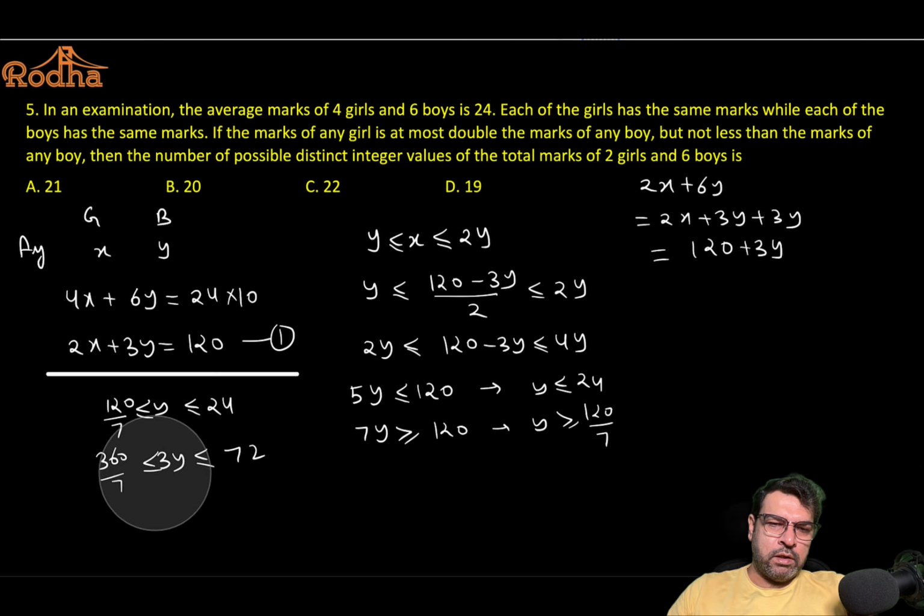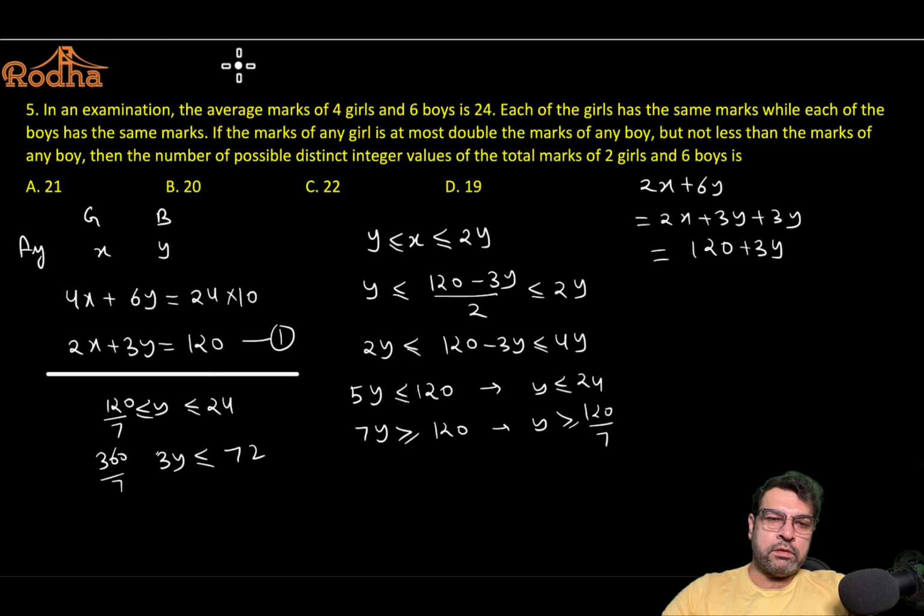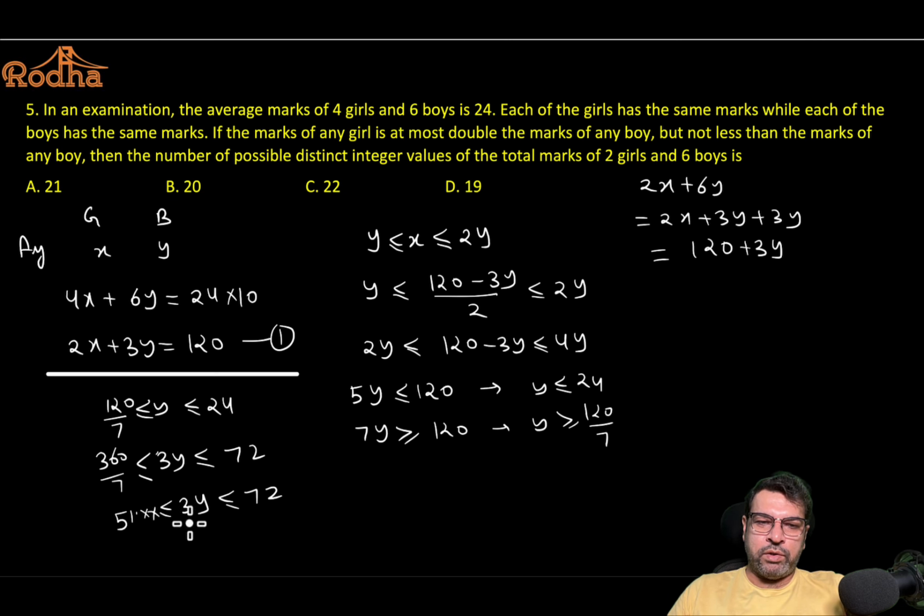360 by 7 nikalo kitna aata hai? Tab tak main isko theek karta hu. Chaliye 360 by 7 karoge to 51 point something aayega, less than or equal to 72. So that means minimum value of 3y, integer value, is more than or equal to 51 point something. So 52 se start karoge, and at best can be 72. So your answer is 52, 53 se lekar aap 72 tak kuch bhi le sakte ho.